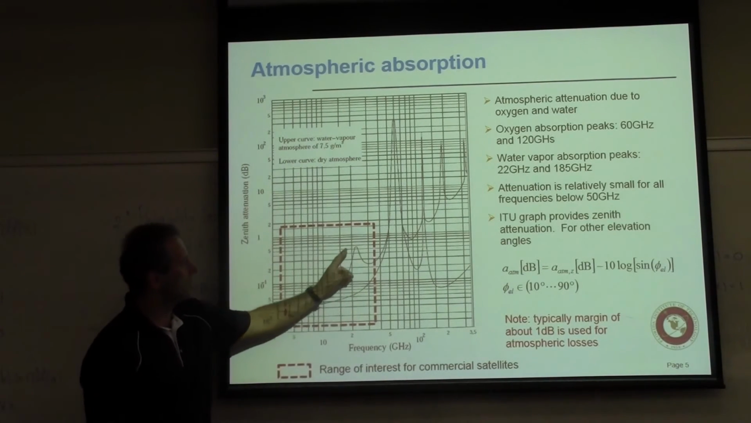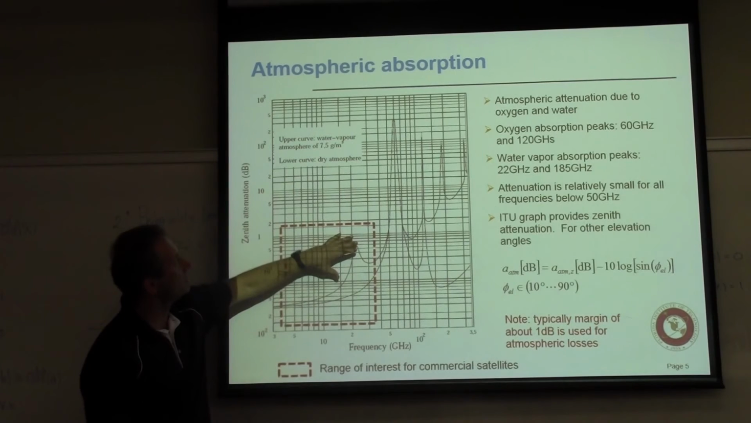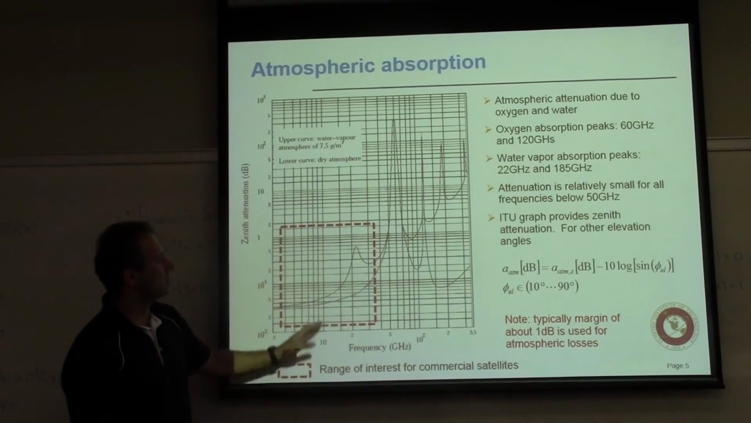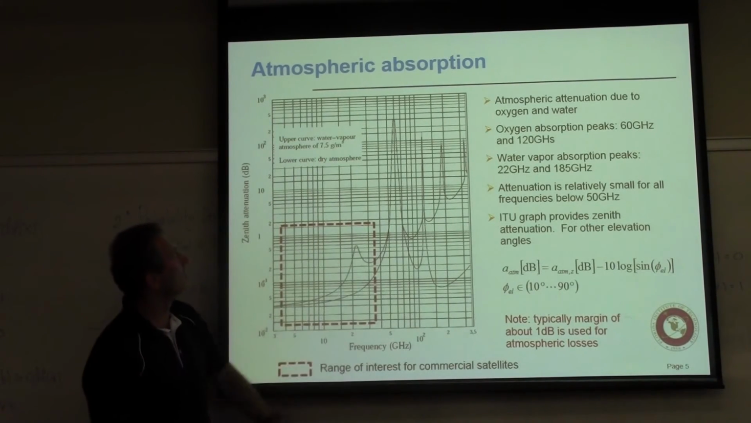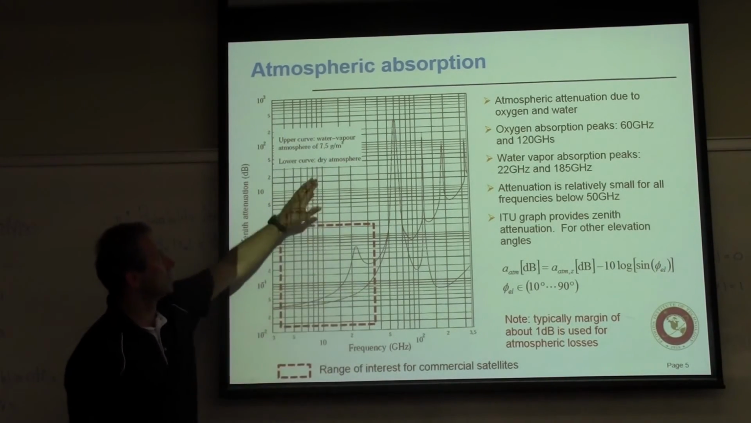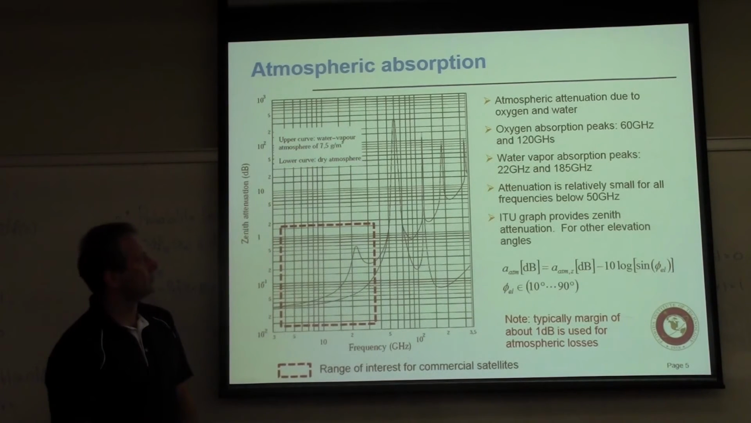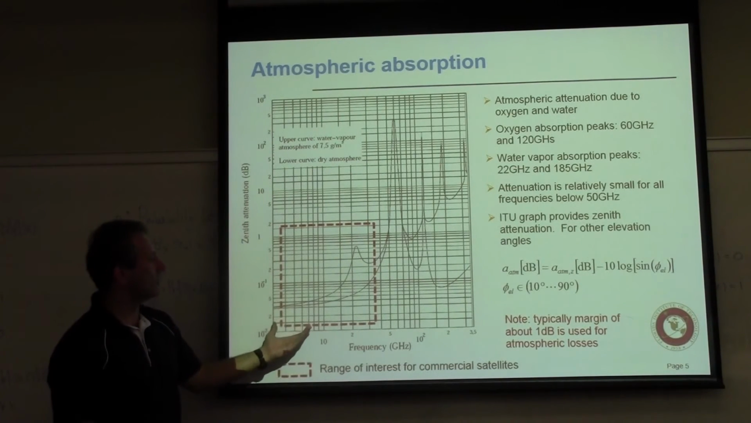So what you see here are two curves. One is given for dry atmosphere, which is the lower curve where the water peaks are non-existent, and the other one is given for the atmosphere that has a density of 7.5 grams per meter cubed of water. Okay, so now how do you use this?